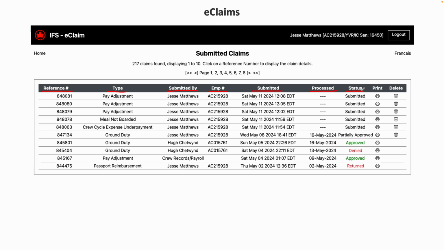So for an eClaim, it always starts out as submitted, as I mentioned before. And since it hasn't been processed, there is no date corresponding to an eClaim with a status of submitted. Once there's some kind of update from CrewPay, then you do happen to see a date and then the new status. That's usually approved, partially approved, denied, or returned in some cases.